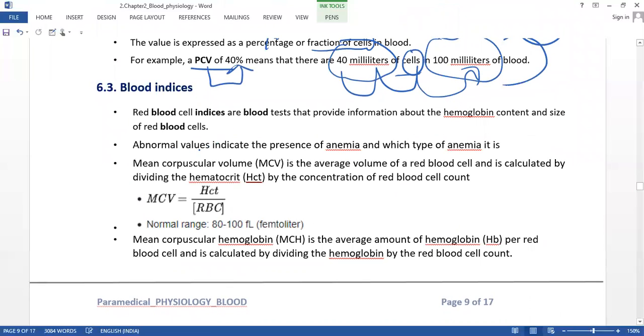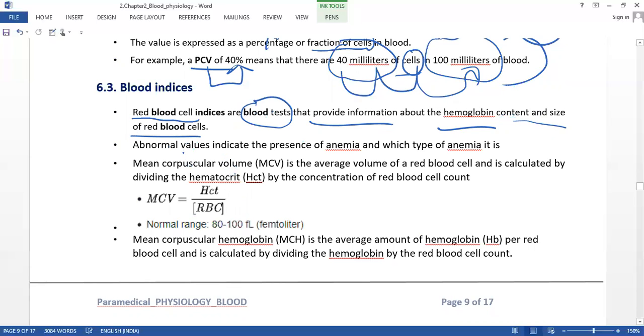So here the blood indices, that is the red blood cells. The indices are a blood test. Why does the patient go for the blood test? To get information about the disease. So it provides information about the hemoglobin content and the size of the red blood cell.